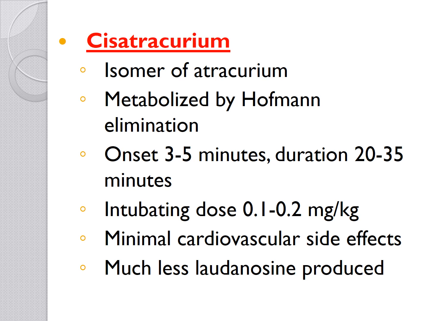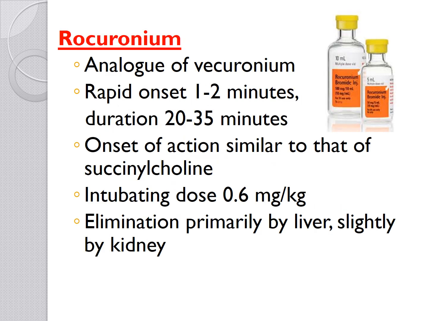Cisatracurium is an isomer of atracurium, metabolized by Hoffman elimination, onset from 3 to 5 minutes, duration from 20 to 35 minutes, intubating dose from 0.1 to 0.2 mg per kg. It has minimal cardiovascular side effects and much less laudanosine produced.